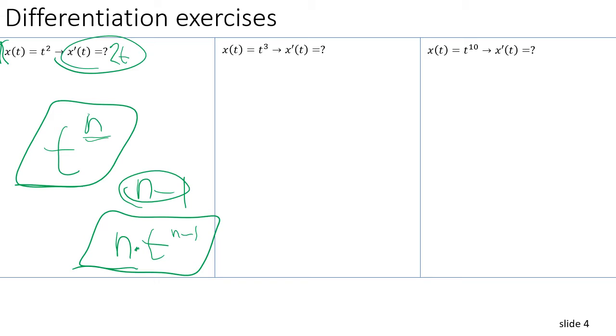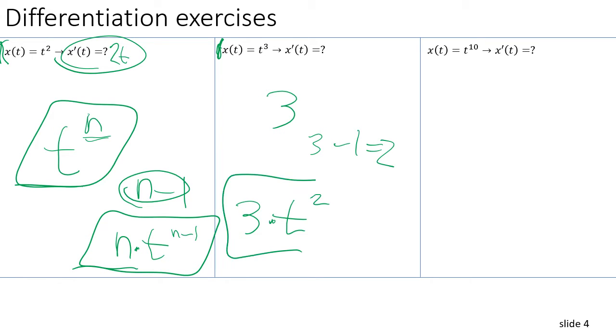Okay, let's try another one. What is the derivative of x(t) equals t to the third power, t cubed? I see that the exponent is 3, so my answer will be something like 3 times t to something. I know that 3 minus 1 is 2, and that should be our exponent, and here we go. This is the answer: the derivative is 3 times t squared.